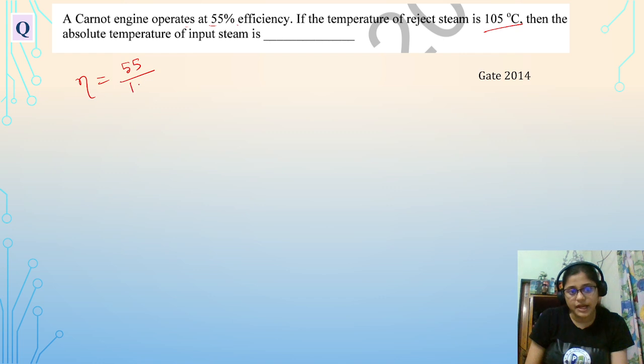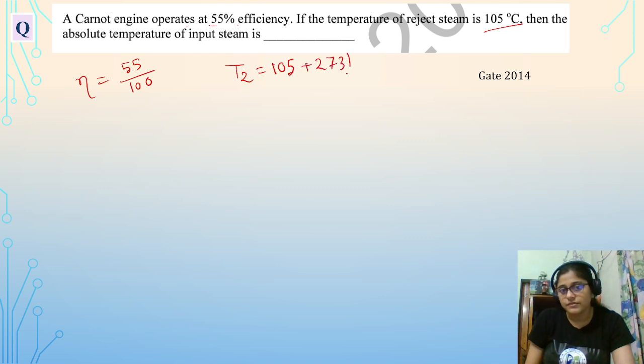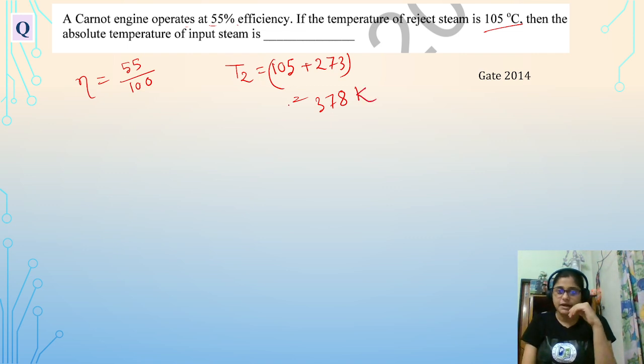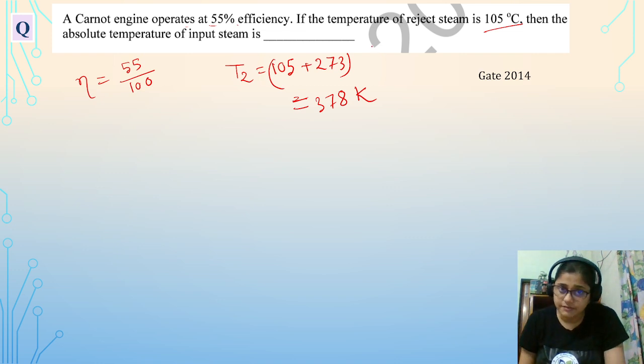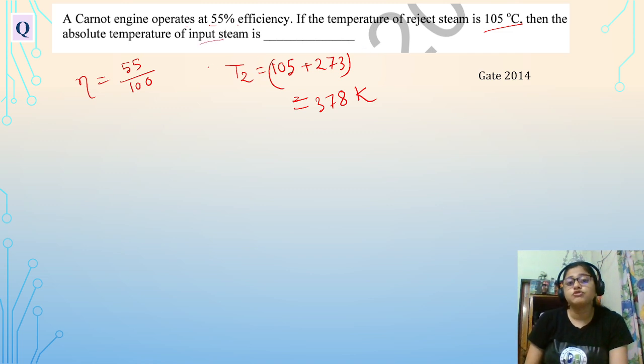55% means 55 by 100. Eta is equal to... If the temperature of reject steam, where we reject, actually in C, so this is T2. It is 105 plus 273. Yes, this is the T2. This is given. Then the absolute temperature of input steam we want. Input steam means source, so T1, or it is TC, TH we have to find. We know eta is what?